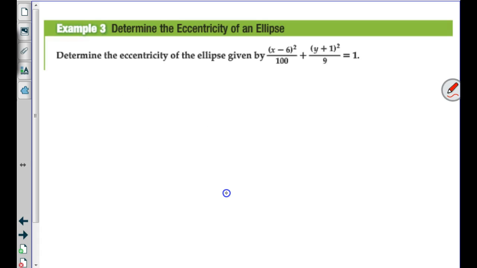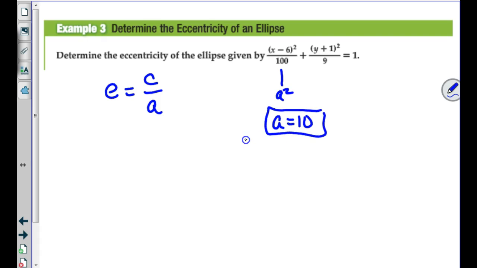All right, determine the eccentricity of this. And this is how I asked it, guys. I just gave you, and I said find the eccentricity. We need E equals C over A. Can anybody tell me what A is at least? 10. Yes, this is A squared, so A is 10.